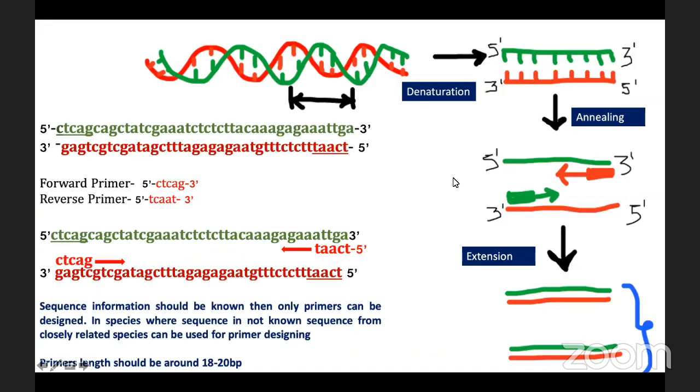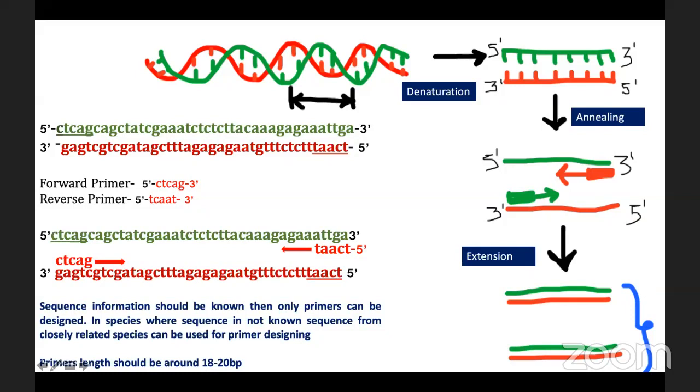Now, the second most important thing is annealing. As I told you, you cannot amplify the entire genome; only a specific fragment can be amplified. How the specific fragment can be amplified is the most important thing. For amplification of that specific fragment, you need primers. Since the sequence is known, you can design primers; without sequence information, you cannot design primers. These primers delineate the region that has to be amplified. The primer will go and bind to the specific region of DNA that has to be amplified.